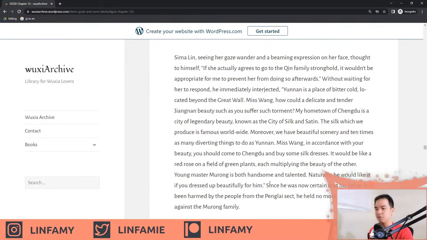Young Master Mu Rong is both handsome and talented. Naturally, he would like it if you dressed up beautifully for him."